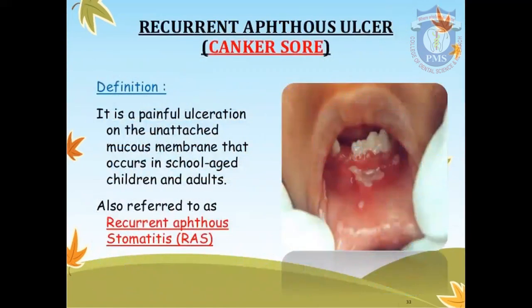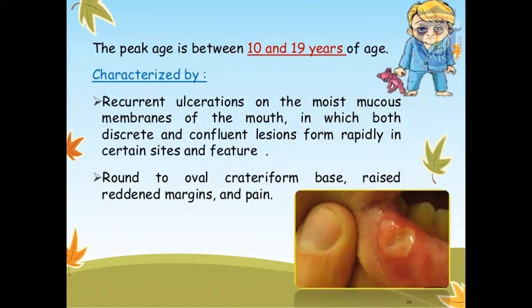Next, we'll see about recurrent aphthous ulcer, also known as canker sore. It is a painful ulceration of the unattached mucous membrane that occurs in school-age children and adults, also referred to as recurrent aphthous stomatitis. The peak age is between 10 and 19 years of age, characterized by recurrent ulcerations on the moist mucous membranes of the mouth, in which both discrete and confluent lesions form rapidly in certain sites, and this features round to oval crateriform base, raised reddened margins, and pain.